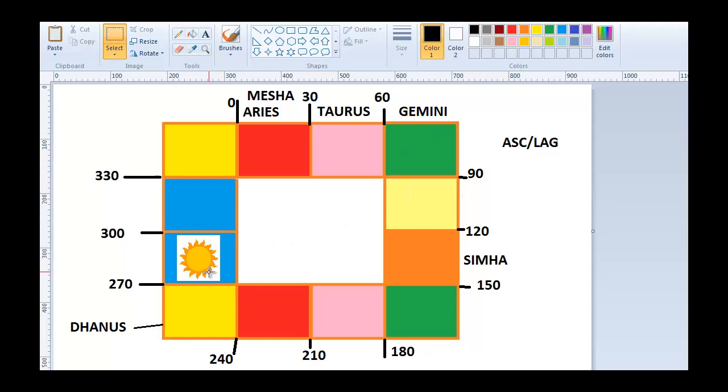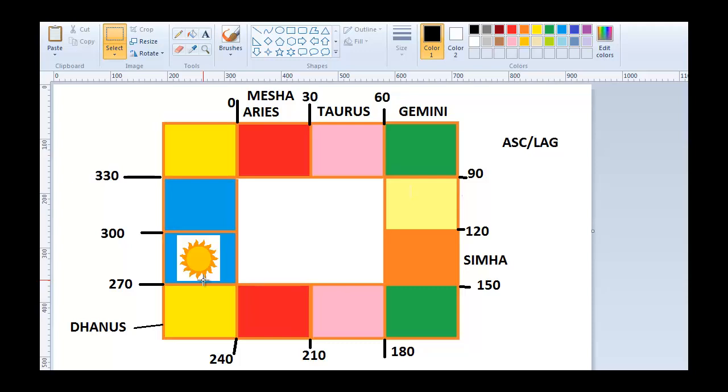What rises on the east during sunrise is the same sign in which the sun is. Is it not? Because the sun rises on the eastern horizon during sunrise. It is placed in a sign. Though the sign is invisible, you can mentally think that the sign is rising along with the sun.